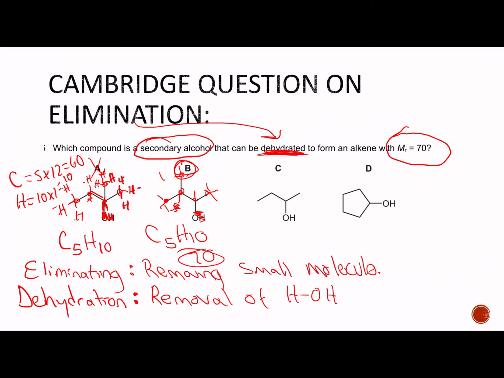Why not C? Why not D? Well, C only has 4 carbons, so we know that its molar mass is going to be at least 12 less, because every carbon has an atomic mass of 12. And for D, we have 1, 2, 3, 4, 5. So we do have that C5, but when we take away the OH and we take away the H, we would have 8 hydrogens. And so the molar mass would not be the same, it would only be 68, which is why the answer, in fact, here is B. So this would be an example of a harder paper 1 type question.